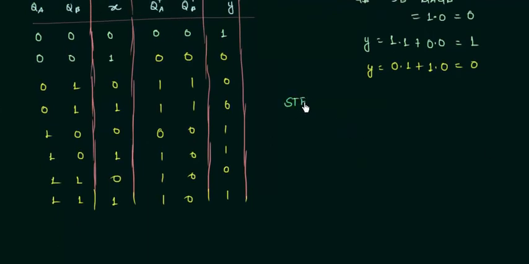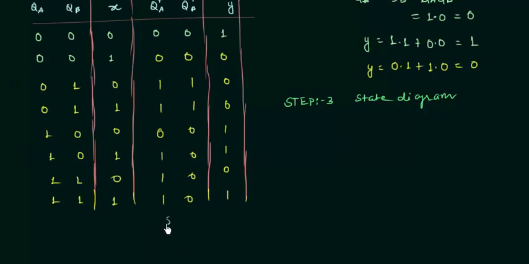Step 3, and this is the final step. In this we will find out the state diagram. So let's start with it. There are 2 flip-flops, so definitely there will be 4 possible states. I have already explained this thing in the initial lectures.